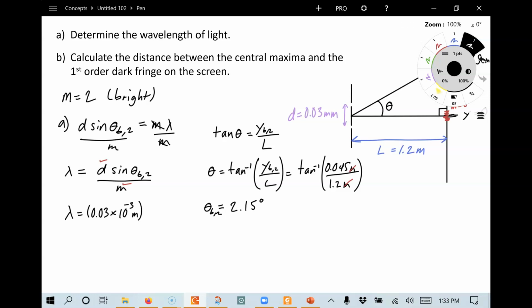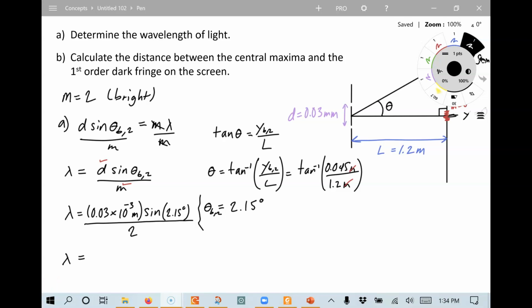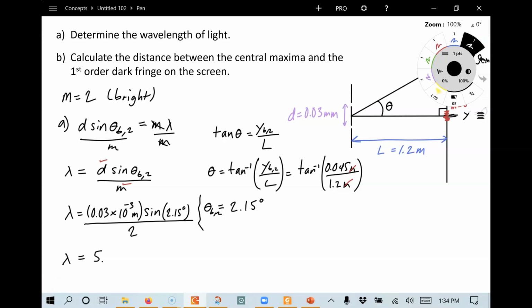I like to just get it into meters to be consistent. And we have sine of the angle here, which is 2.15 degrees. And then we're going to divide by m, second order, m equals 2. And we'll go ahead and see what our lambda comes out to here. That gives us 5.62 times 10 to the minus 7 meters. Or we can convert that. If we convert it to nanometers, it comes out to 562 nanometers. So that's your answer for part A. That's the wavelength.